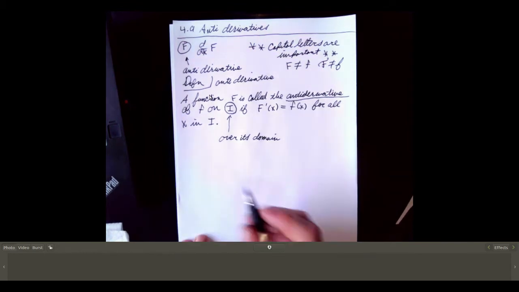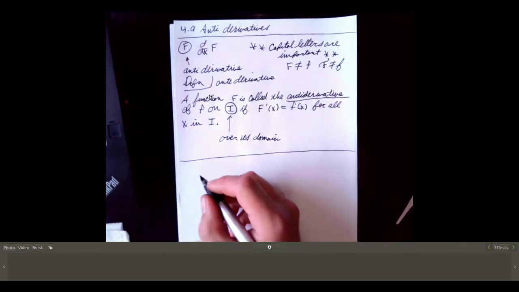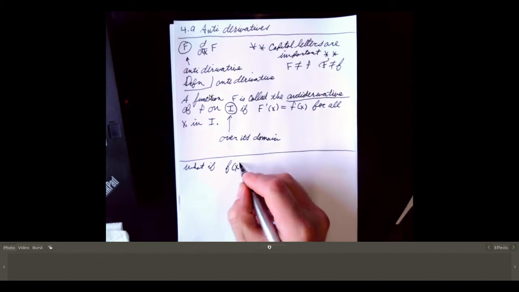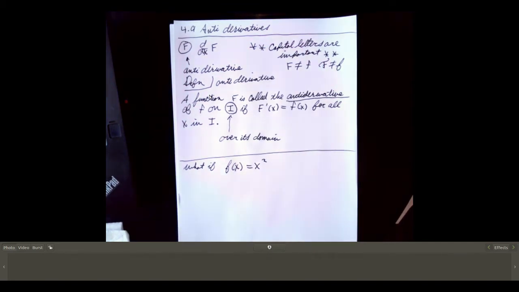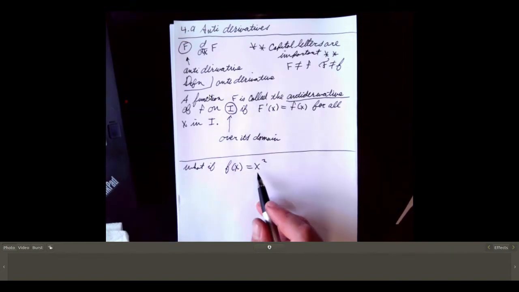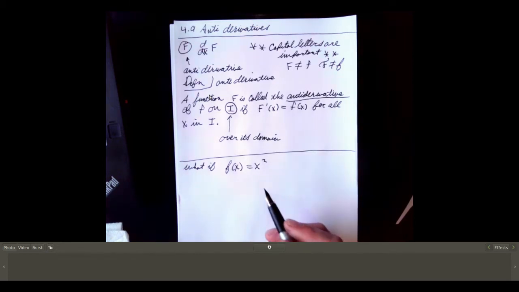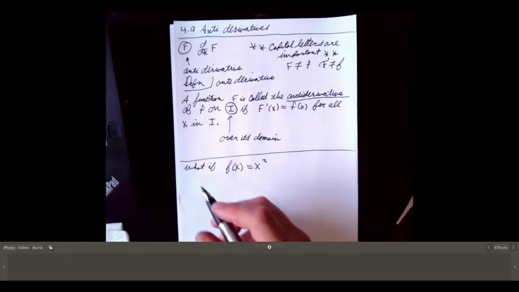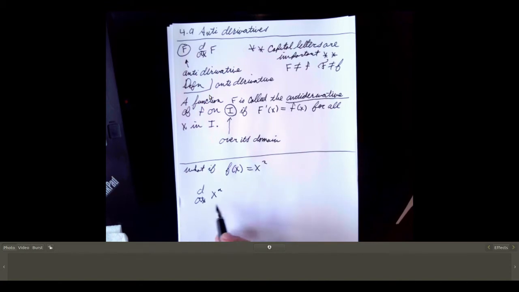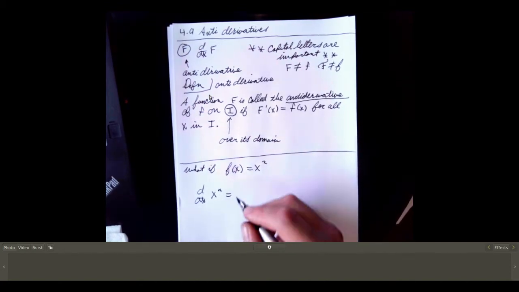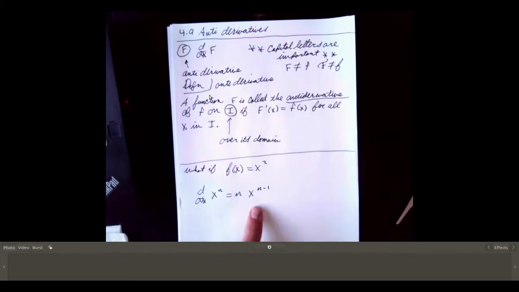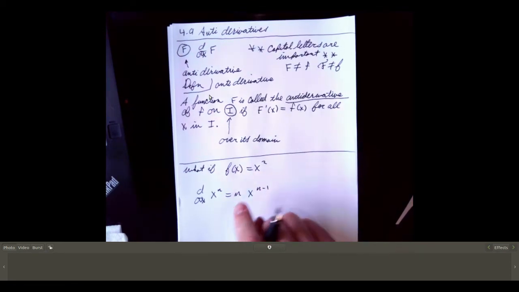So let's consider, what if lowercase f was equal to x squared? Can you think of some function whose derivative is equal to x squared? Well, we're going to be going backwards. It might help to think of the power rule. What is the derivative of some function x to the n? Its derivative, that power would come down: n times x to the n minus 1. So we should apply this idea backwards.